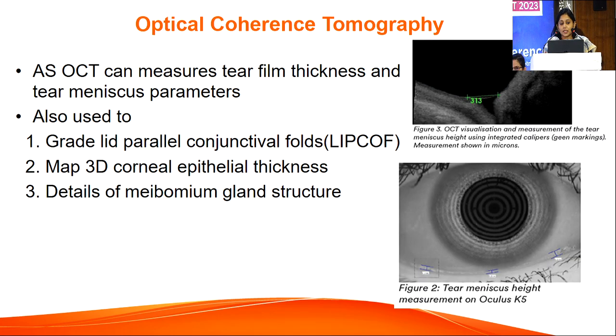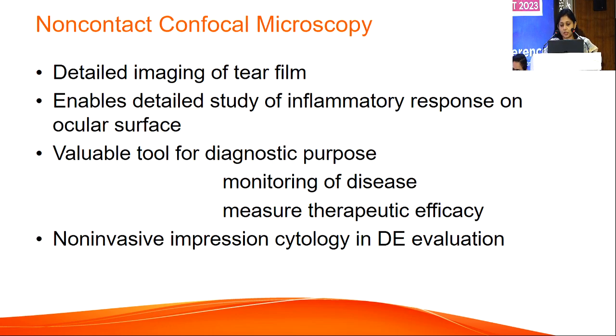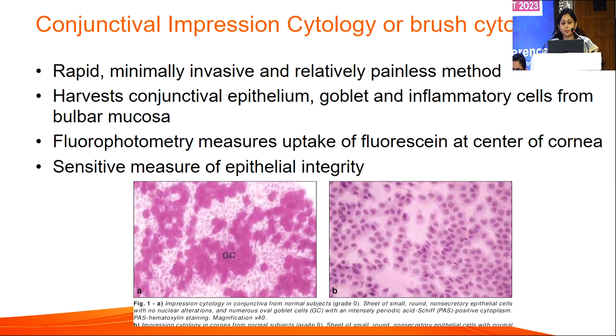The anterior segment OCT has been used to measure the tear film thickness and tear meniscus parameters, but it can also give us a very good assessment to grade the lid parallel conjunctival folds, lid wiper epitheliopathy, gives 3D maps of epithelial thickness and details of meibomian structures. I'll rush through. The non-contact confocal microscopy gives evaluation of detailed structure of all corneal layers and studies the inflammatory cells as well. So it gives a non-invasive impression cytology in dry eye management. Then we can go with conjunctival impression cytology and brush cytology also. It gives us the evaluation of epithelial goblet cells and inflammatory cells.